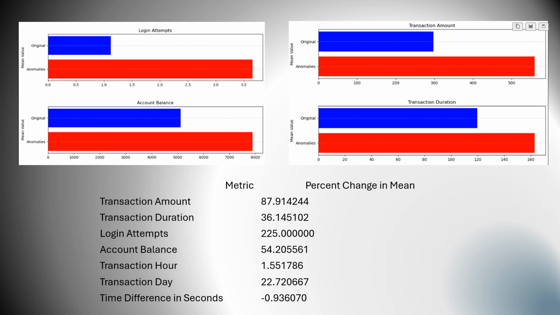And then the plots on the top actually are bar graphs, with blue being the original and anomalies being in red. As you can see, anomalies for login attempts on average are much higher than the original. The same could be said about account balance, transaction amount, and transaction duration.